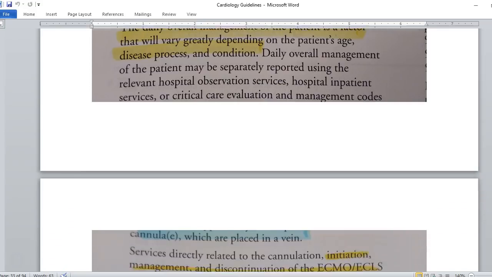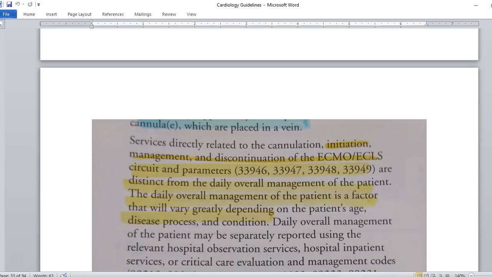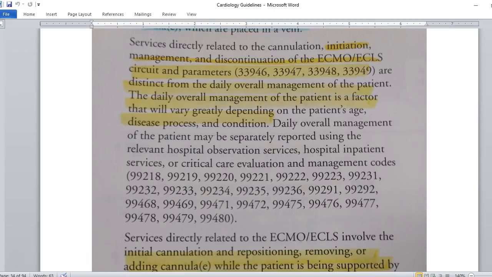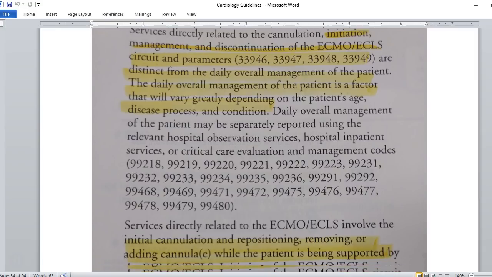Okay, daily overall management of the patient may be separately reported using relevant hospital observation services, inpatient critical care, and management codes. So again, it's letting us know that the initiation, the management, and the discontinuation of these procedures do not necessarily have the overall component of a check-in on a daily basis, such as with an E&M hospital code. So again, they're just letting us know that there may be additional codes we have to use.